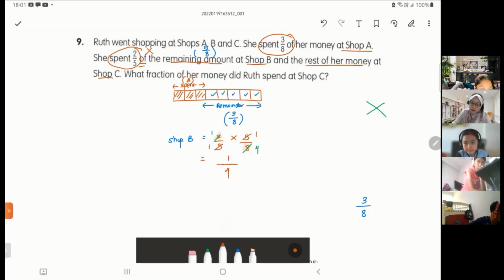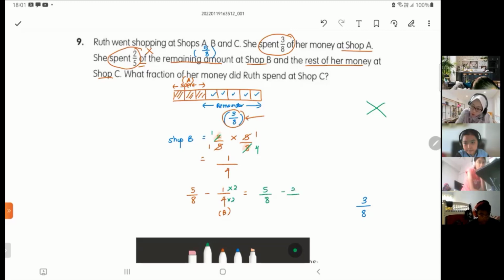Then, of course, she will have the rest of the money that is spent at C. So how do we find that? Look at the remainder here. I have to find the rest of it, 5 out of 8 minus 1/4, the shop B. This is the first remainder, remember? Take away what she spent at shop B to find shop C. So what do I do here? 4 times 2 to make it 8, then here also times 2. 5/8 minus 2 out of 8 equals 3 out of 8. This is correct. Very good.